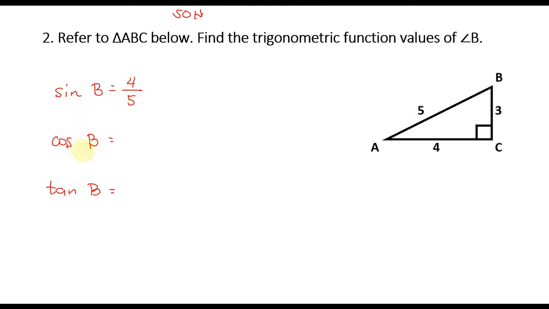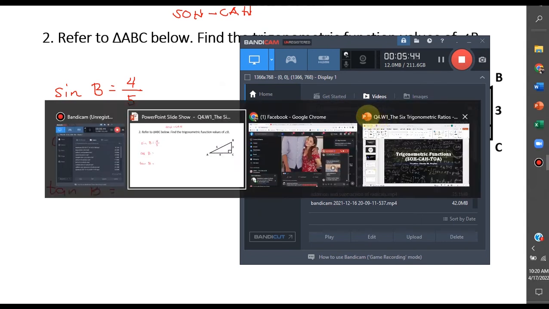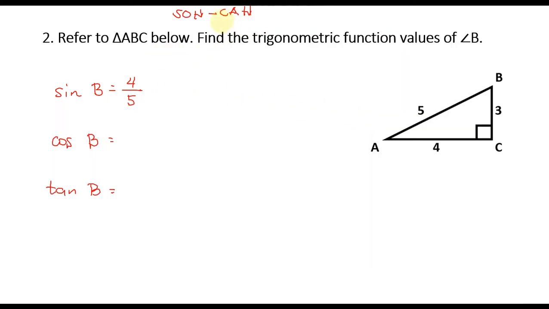Next, cosine B. So that will be CAH. For CAH, C for cosine, A for adjacent, and H for hypotenuse. So again, the reference angle is B. So the adjacent side of angle B is obviously not 5 because that is the hypotenuse. So the adjacent side is 3. 3 over the hypotenuse, which is 5.